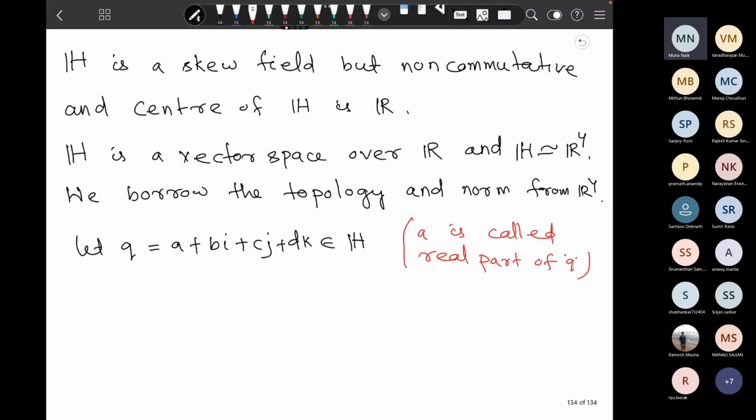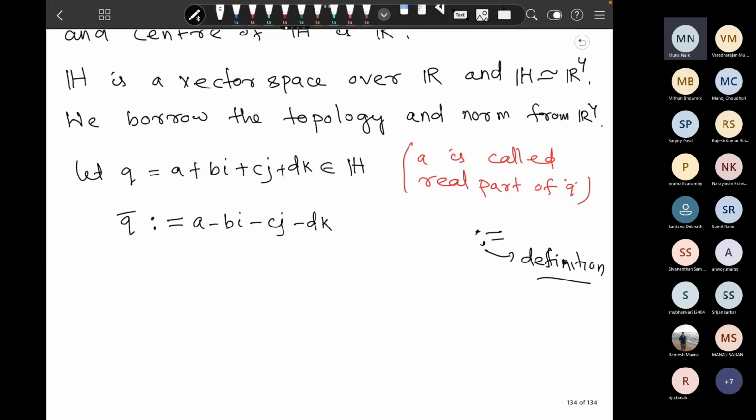Now I define this Q bar. This colon-equal means this is a definition. Q bar is equal to a minus bi minus cj minus dk. So the first property I get: the bar of Q bar is equal to Q. I call this property 1. Now the second thing is the real part of Q is equal to the real part of Q bar. This is called property 2.